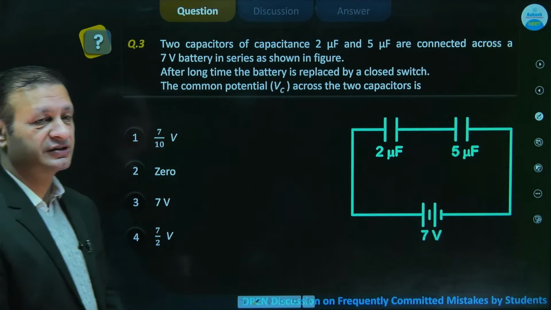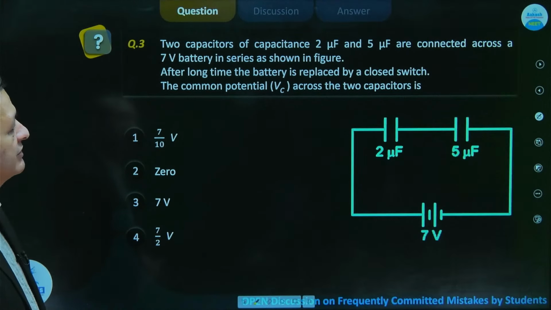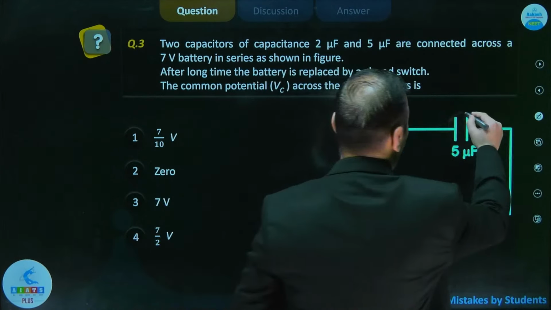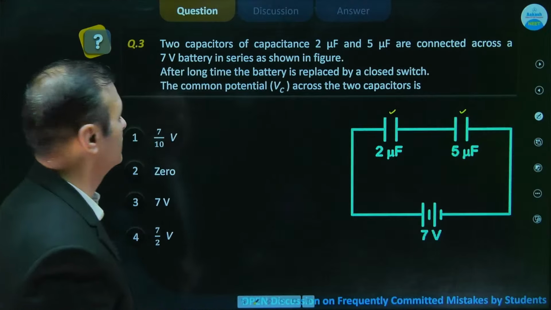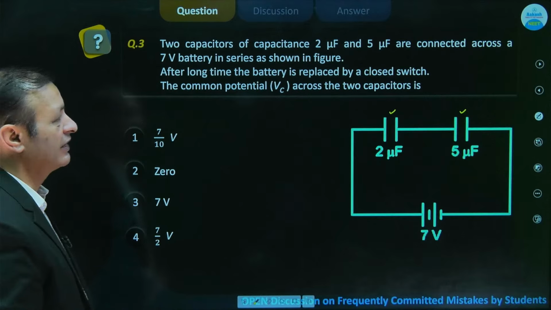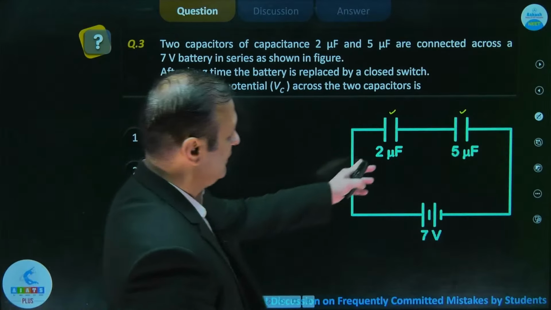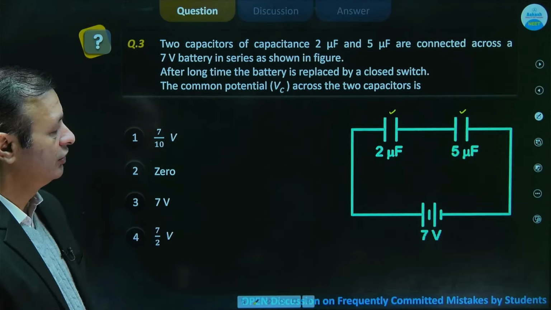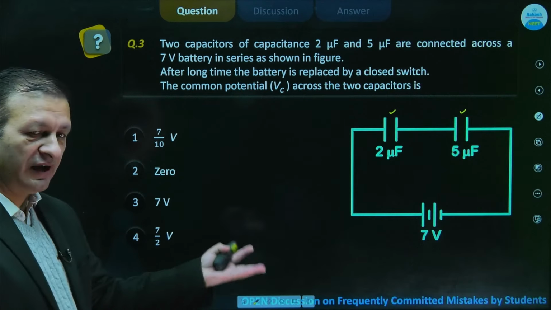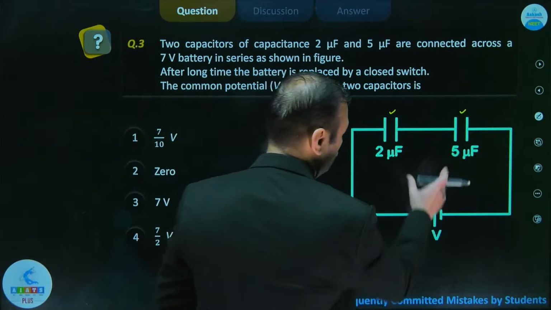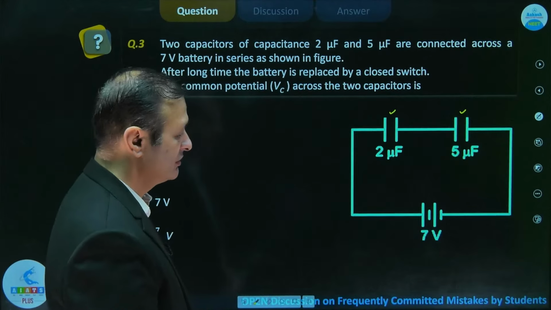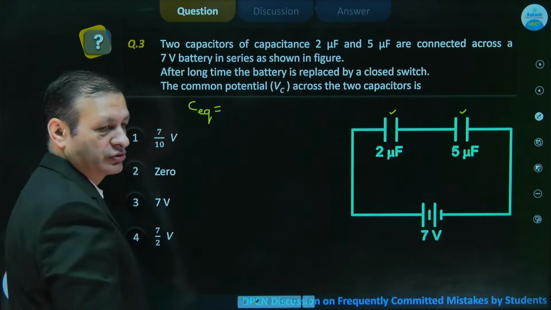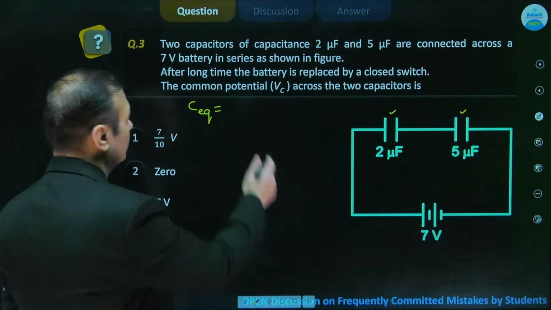Next question is also quite interesting. Two capacitors of capacitance 2 microfarad and 5 microfarad are connected across a 7-volt battery in series as shown in figure. So we have two capacitors 2 and 5, they are in series. Now when they are in series, if I ask you what is the equivalent capacitance for these two when they are connected to a 7-volt battery.